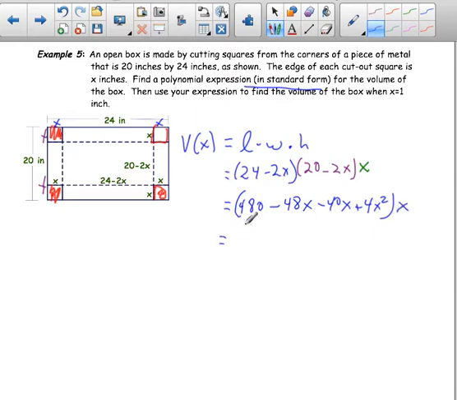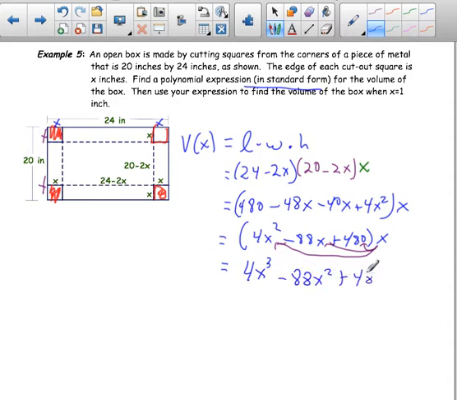I'll combine like terms within the parentheses, and I'm going to put this in standard form. That means in descending order of exponents. So 4x squared minus 48x minus 40x is minus 88x plus 480. And then multiply that entire expression by x. So I'm going to distribute x to each one of these three terms inside the parentheses. That's going to give me a polynomial expression for the volume, which is 4x cubed minus 88x squared plus 480x. So that's the first part of the question.